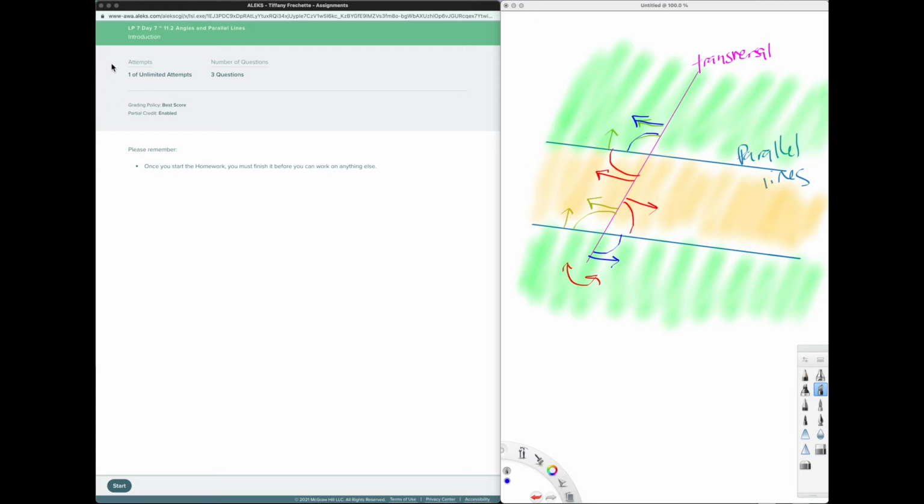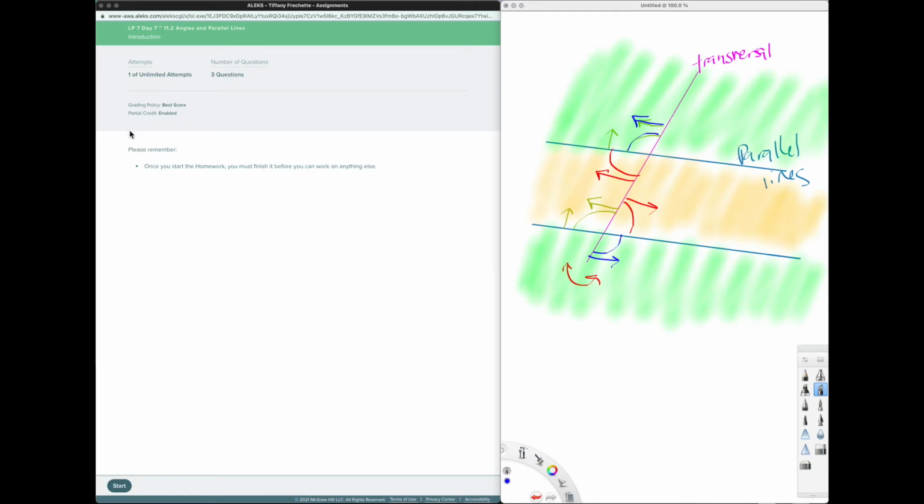I don't see that on my teacher preview, but you will see it on your student screen. The second thing is the number of attempts. You always have unlimited attempts on homework, tests, and quizzes. Number of questions just tells us how many questions are on this particular assignment. Grading policy is the best score, so whichever attempt is the best one is the one you keep. Partial credit is enabled. So if you answer one of 3 questions correctly, you get credit for the one question or however many you answered correctly.